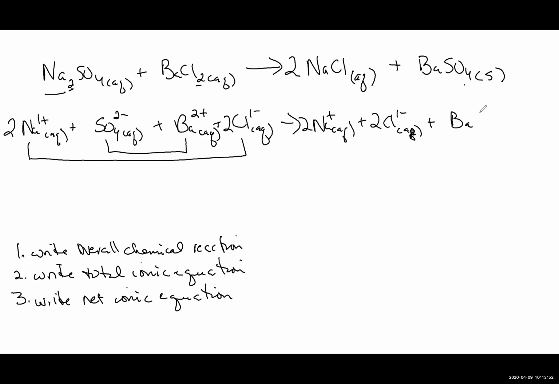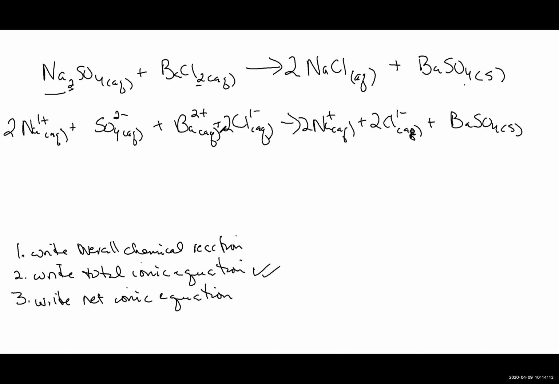My barium sulfate, I'm going to write as a solid. What I essentially just wrote out is my total ionic equation. It shows all of the ions present. And if I get rid of some of the messiness that I put on here and erase these things, you can see that this is now my overall total ionic equation.